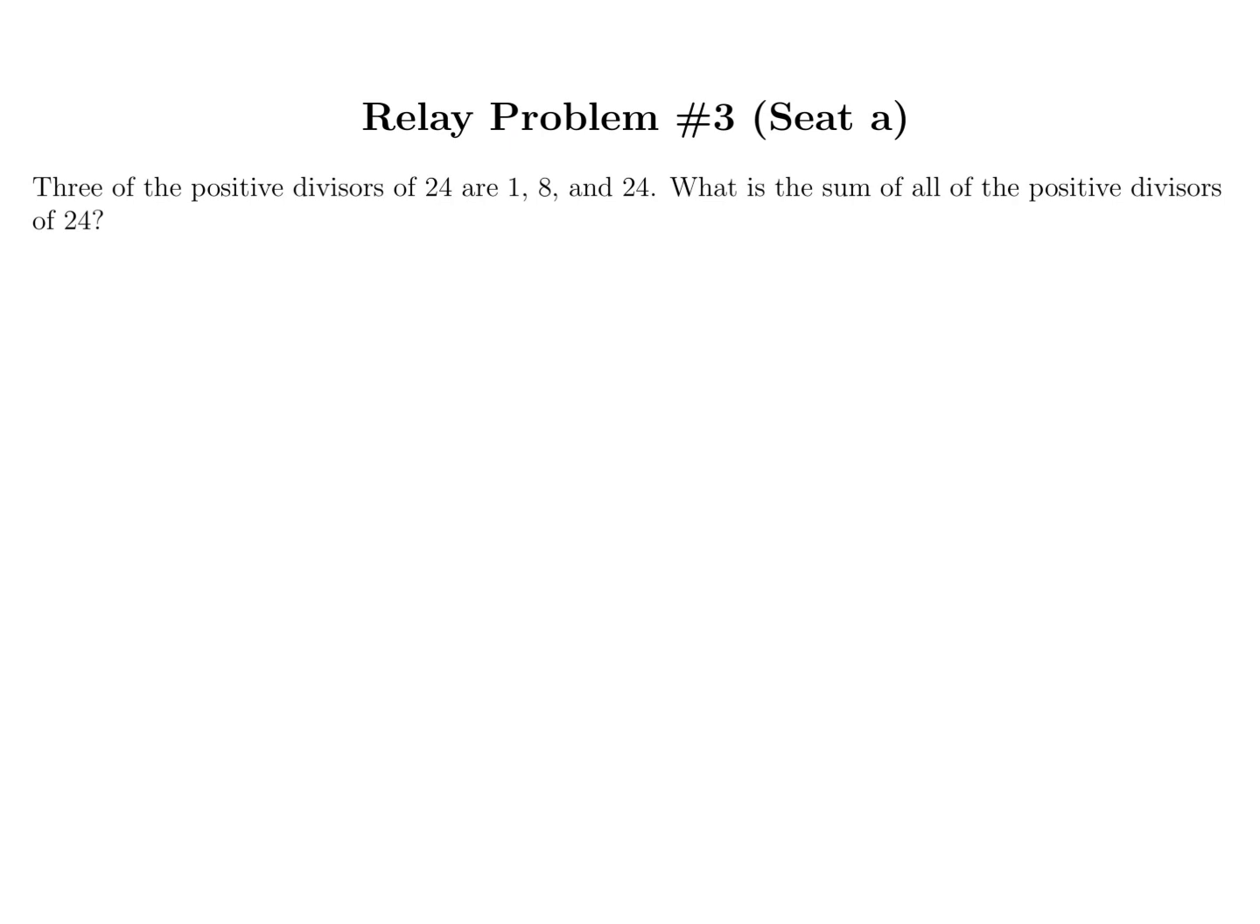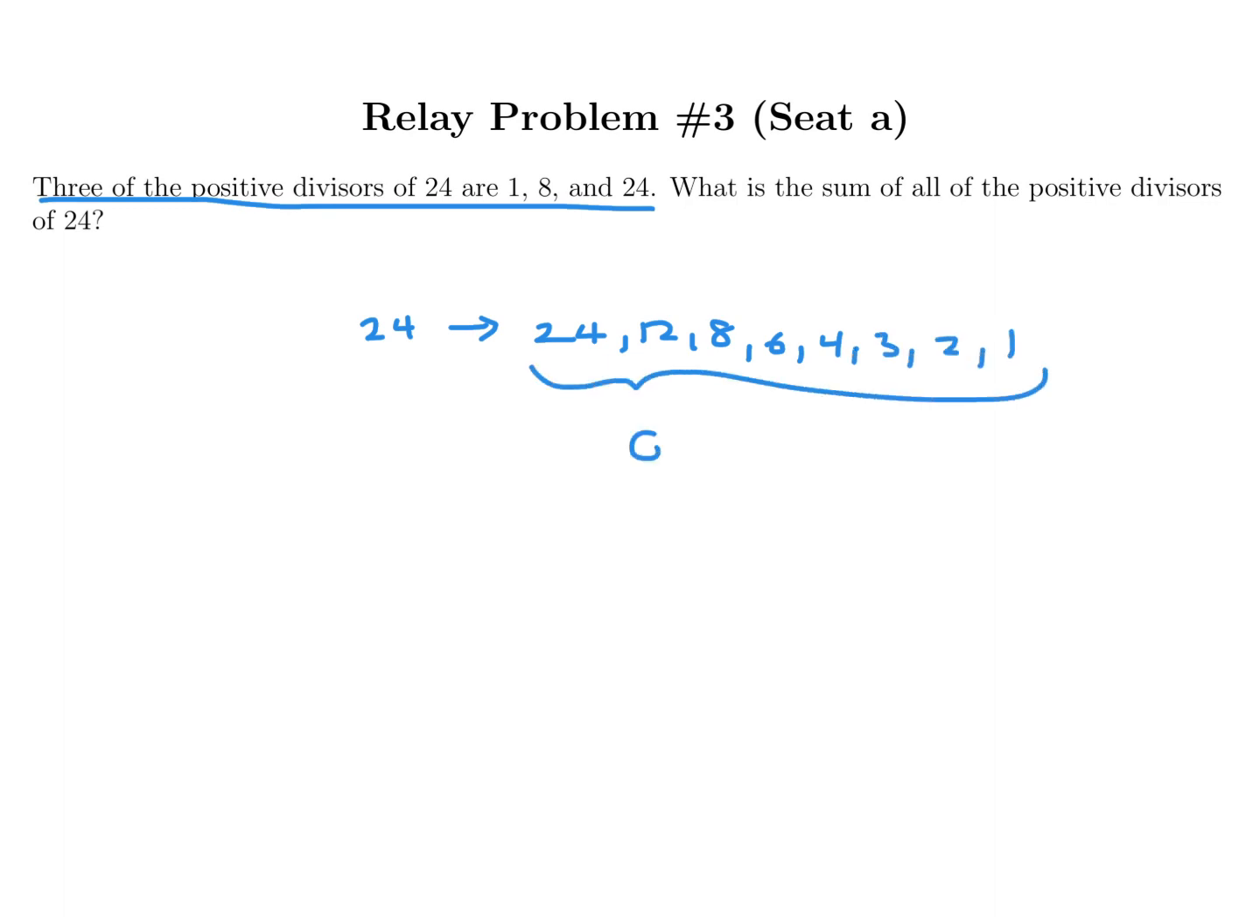Three of the positive divisors of 24 are 1, 8, and 24. What is the sum of all the positive divisors of 24? Okay. I'm not sure why they gave this sentence here. Let's just list the positive divisors of 24. We got 24, 12, 8, 6, 4, 3, 2, and 1. And then when you add these all up, you get 60. And I think that's it.